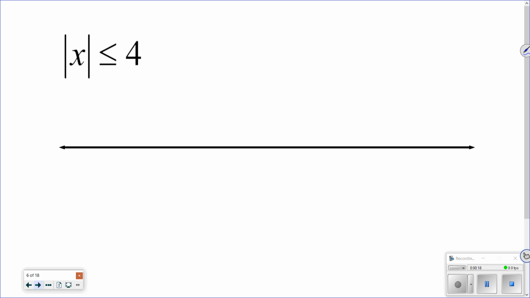What we're going to look at next, though, is what if I say the absolute value of x is less than or equal to 4? So remember what that means. That means the distance away from 0 has to be less than or equal to 4. So if you think of a number line here, there's 0. I've got 1, 2, 3, 4, or negative 1, negative 2, negative 3, negative 4.